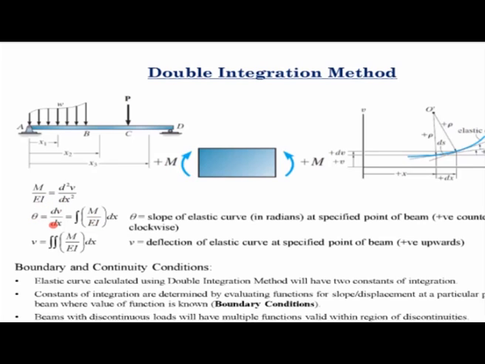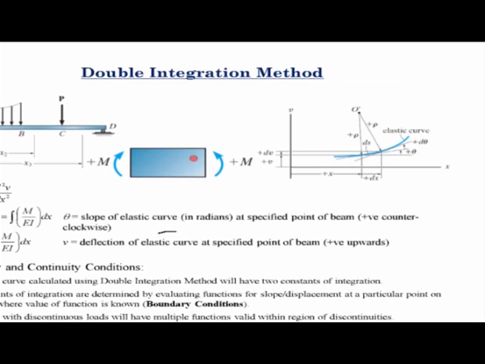Here dv/dx is the slope of that beam at any section. If you integrate both sides of this second equation, you get v. So integration of dv/dx is v, and you get the double integration of M/EI. So this is the basic principle in this method, where you basically integrate the M/EI function of the beam twice to get the deflection and once to get the slope at any section. So here θ is the slope of that elastic curve of the beam.